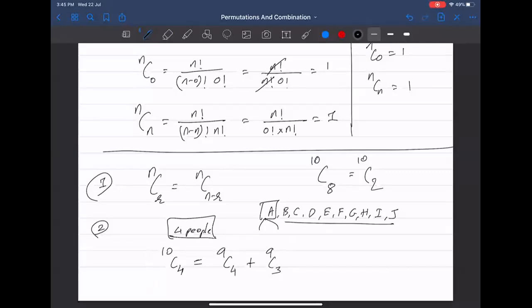Consider a person 1. For him there are 2 options: he will be there in the committee or he will not be there in the committee. So there are 2 ways you can argue this.